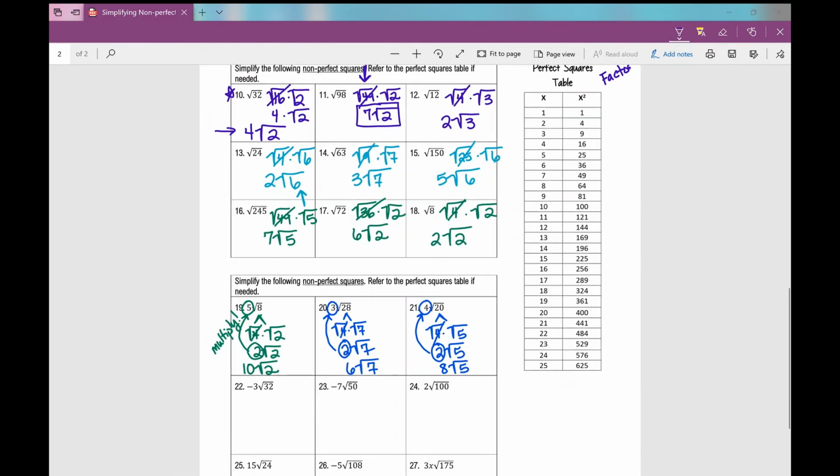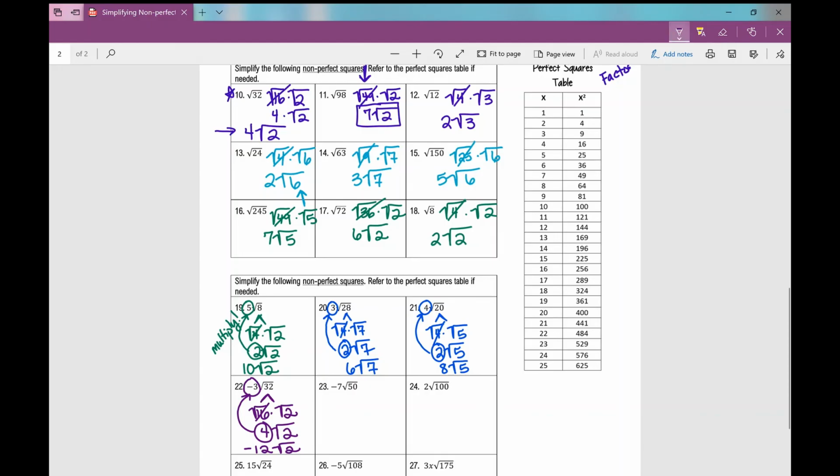Okay, let's go on to number 22. The square root of 32. So the biggest perfect square, let's see, 32 lies right here in my perfect squares table. The square root of 32, the biggest perfect square that goes into it is 16. Well, that's the square root of 16 times the square root of 2, because 16 times 2 is 32. What is the square root of 16? It's 4. So 4 square roots of 2. And then I need to multiply it by this number that's out in front. 4 times negative 3 is negative 12 square roots of 2. And that's my answer.